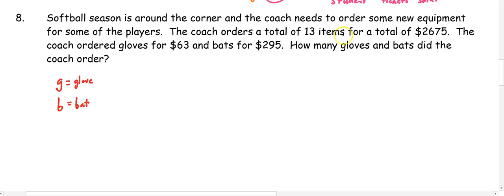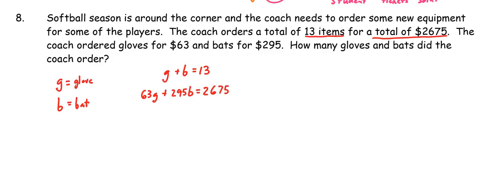So there's two totals. There's 13 items and the total cost. So when we add the gloves plus the bats, they should equal 13. And then we need to include our money. So 63 times G plus 295 times B equals 2,675. So now I need to get one of the variables by itself. So this time I'm going to get G by itself. So I'm going to subtract B from both sides. So I get G equals 13 minus B.